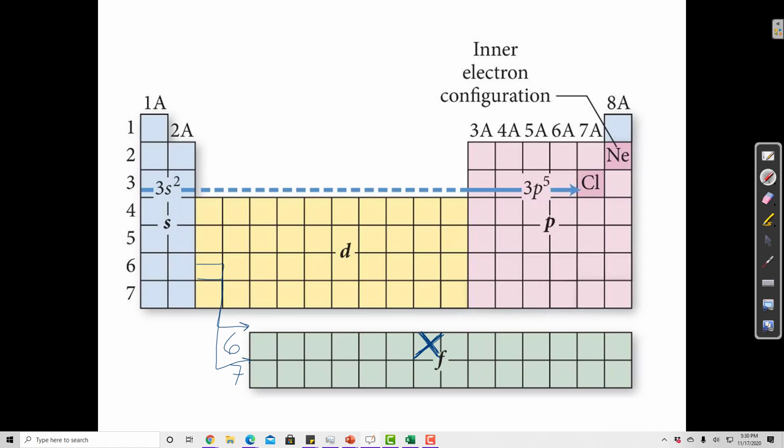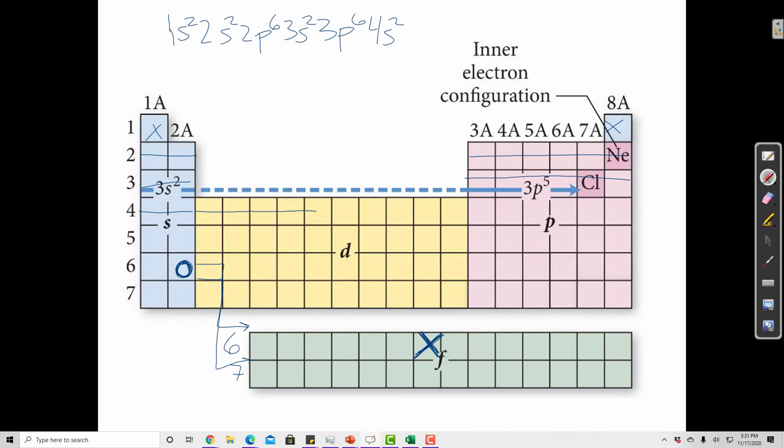If I'm down in row 6, then I've already filled up all the way to here, and then this funny stuff happens where I go down and have to change rows. So let's fill up everything until here, up to 6S2, and then we'll work on that part. How does this go? 1S2. This one is filled. 2S2, because this is filled. 2P6, because this is filled. 3S2 through here. 3P6 through here. And now I do 4S2.